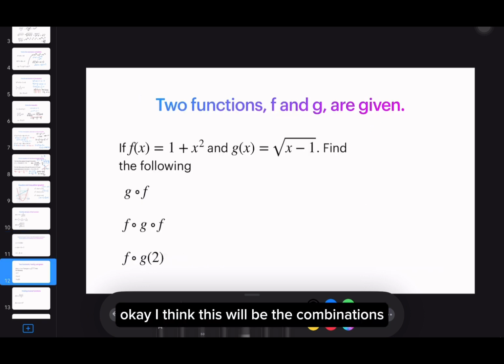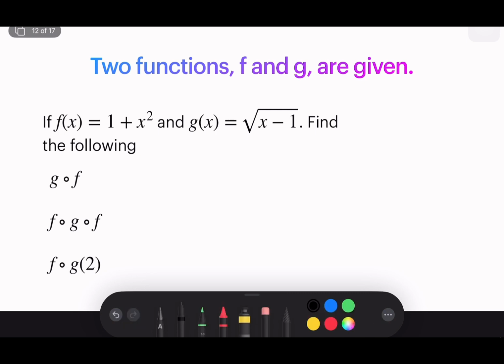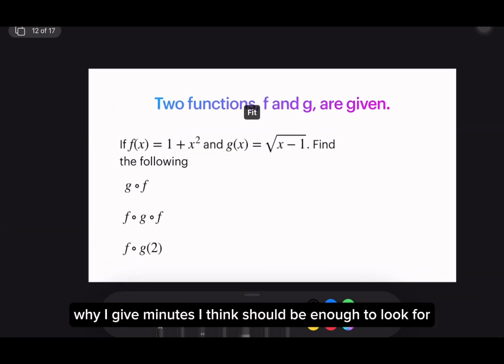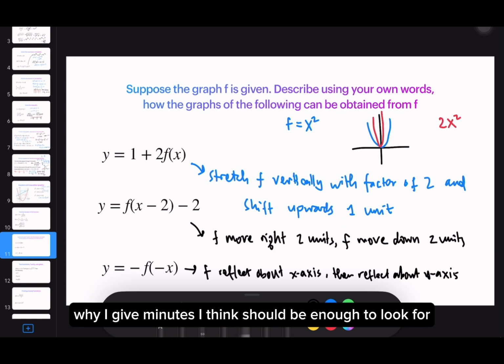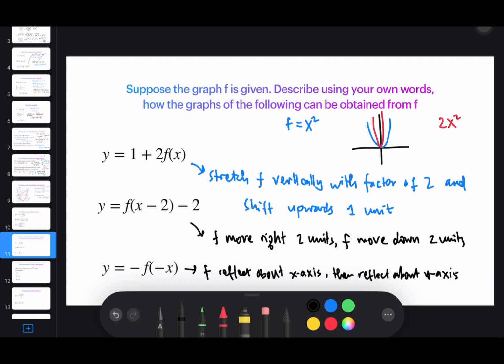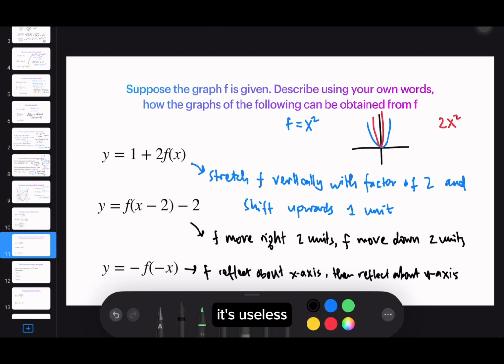Okay, I think these will be the combinations, the compositions. Should be okay, right? Composition. No, try by yourself. I give you minutes, I think it should be enough. If you keep going, just taking pictures without getting the concept, it's useless.